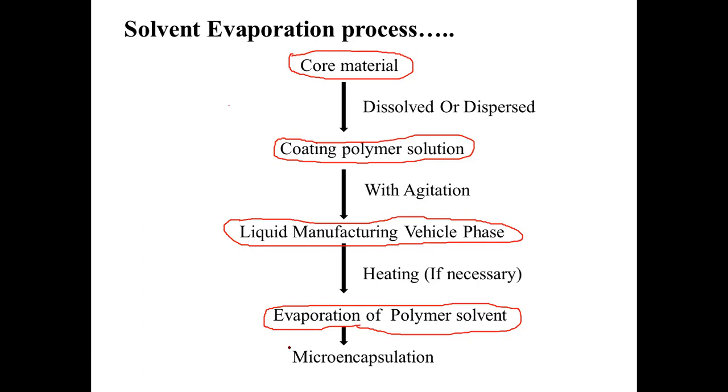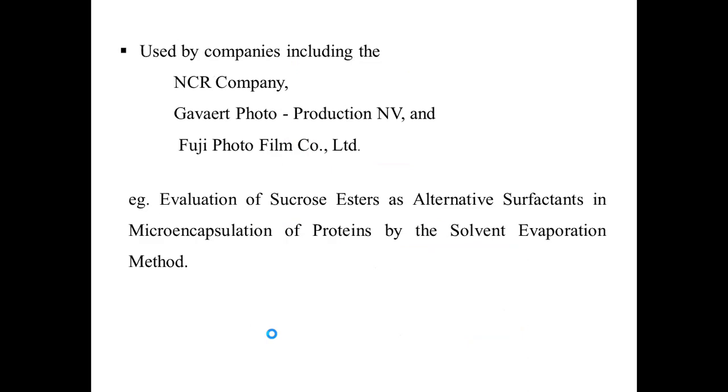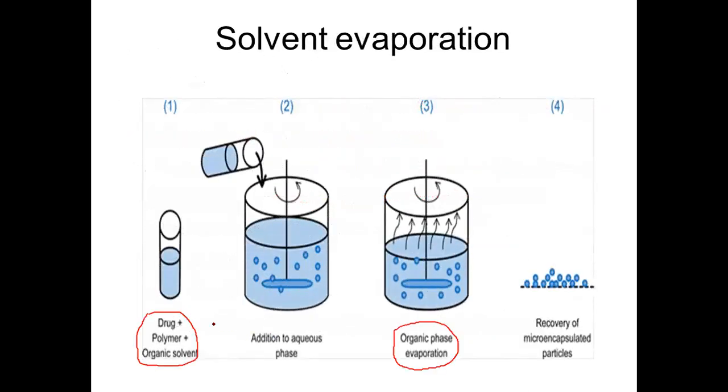So this is one of the methods that we can use for the microencapsulation process. It's a simple process. This is the diagrammatic representation, where we can easily see how solvent evaporation takes place. First, the drug to be encapsulated is dissolved in polymer and organic solvent. Then, with continuous agitation, we add the aqueous phase, to which we are adding some stabilizers.